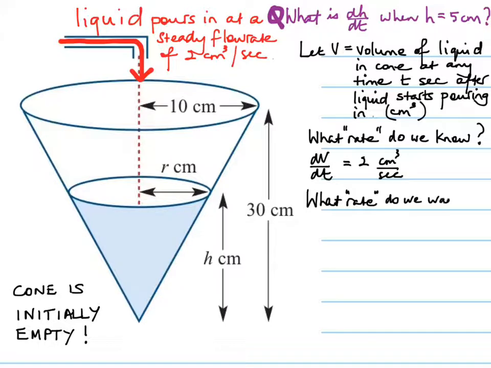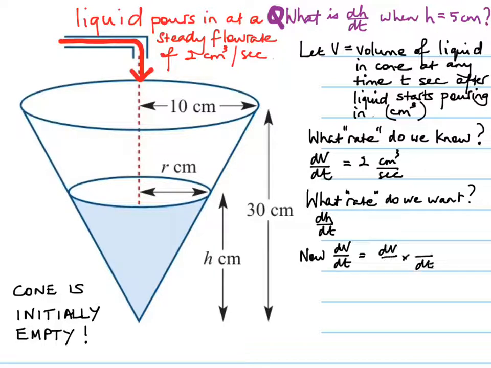Now, the second question you ask yourself is, what rate do we want? In other words, what are we asked for? Well, we're asked for dh dt, aren't we? See the purple bit up the top of the page? And that's when h is 5 centimetres. Okay, now that's all you need to set up our related rates equation, right? So yes, that's dh dt.